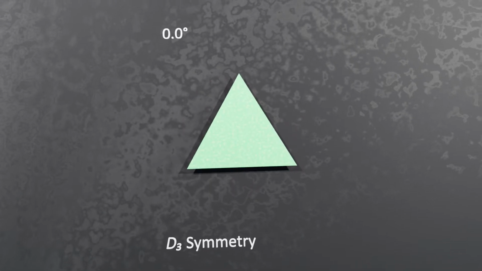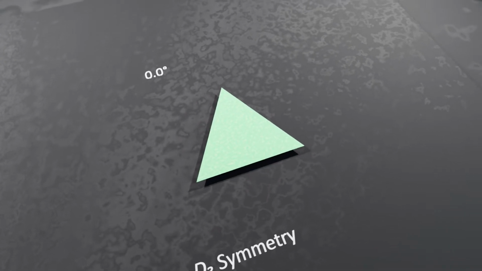Next, we'll consider dihedral symmetry. Consider the humble equilateral triangle. It is symmetric under rotation by multiples of 120 degrees. And it is also symmetric by reflection. In fact, there are 3 mirror planes.